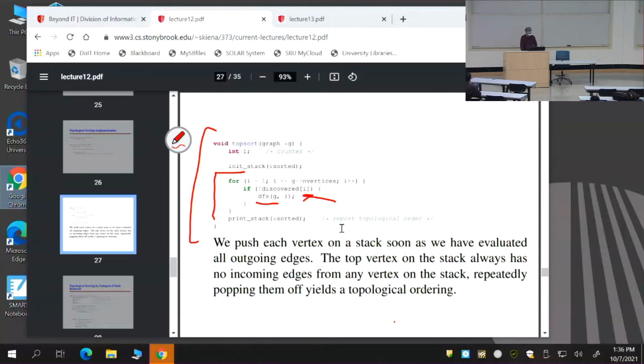This is what we did with connected components. This makes sure we're eventually going to search from every vertex in the directed graph, even if it's not connected, even if it's not strongly connected, we'll talk about what that means later. And then basically printing out the stack in the order, once you have them sorted by finishing times, printing out what's on the stack in the right order gives you the topological sort. Any questions? Okay.